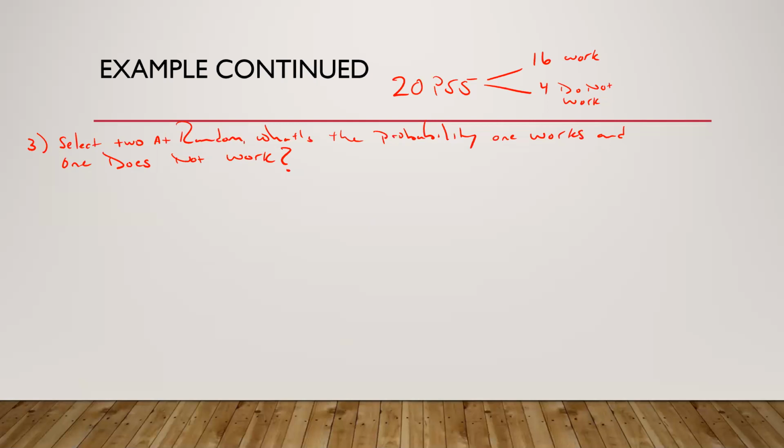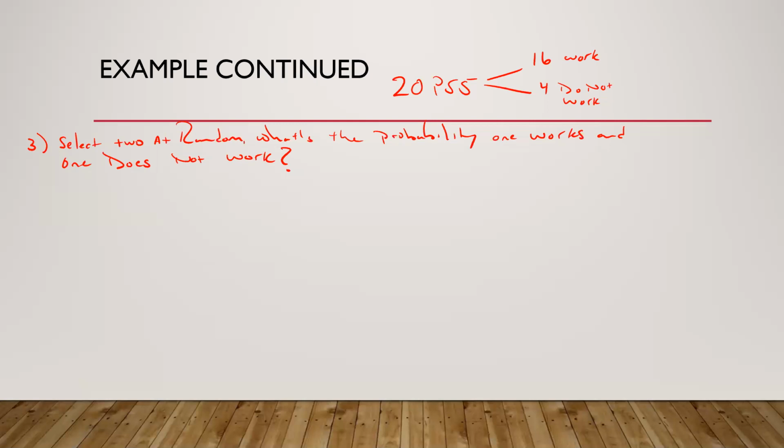So now here's the thing. I say you're going to select two at random, and all I want to find is the probability that one of them works and one of them does not work. How can you do that? You have to be very careful with the wording here. Did I say I want the probability the first works and the second does not work? Or did I just say I want one works and one doesn't work?